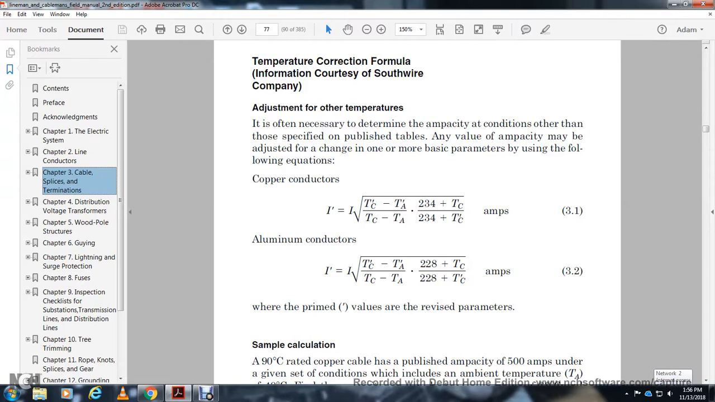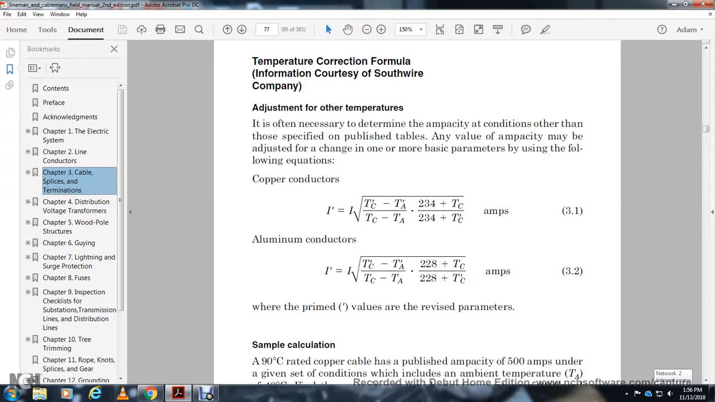the adjustment. Amps prime, the revised amp value, is the amps times the square root of the temperature correction minus the temperature ambient, over the temperature correction minus the temperature ambient, times 234 plus the temperature correction over 234 plus the temperature correction primed, and it gives you the amps.